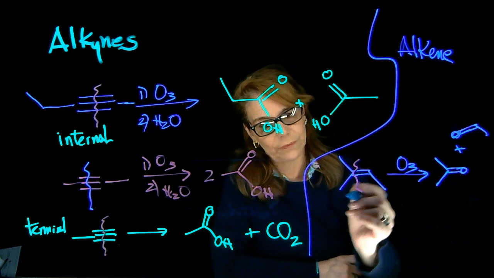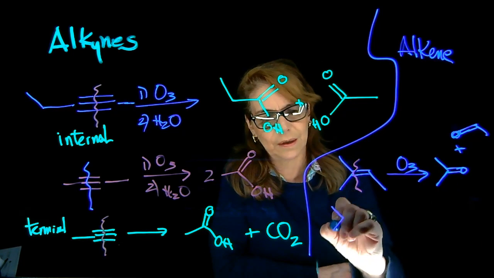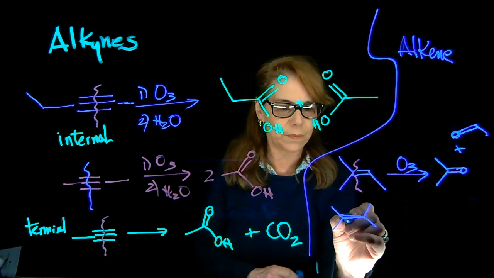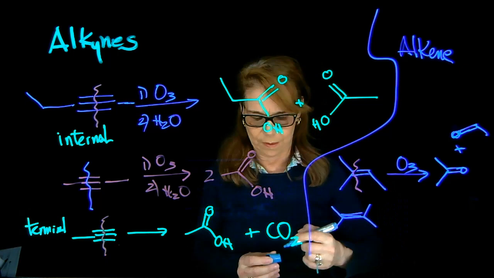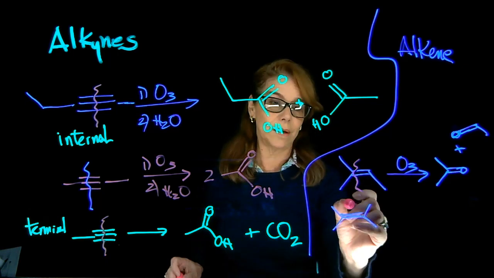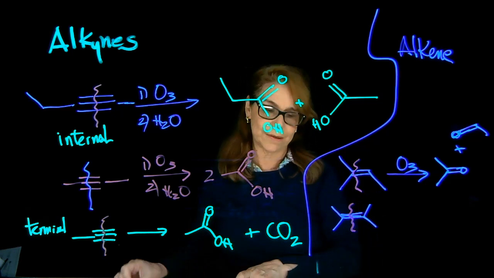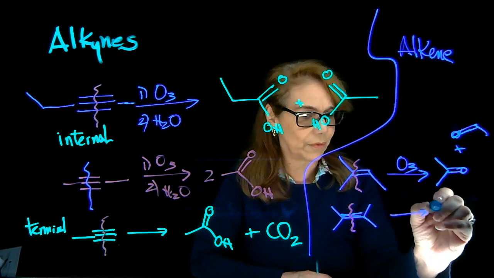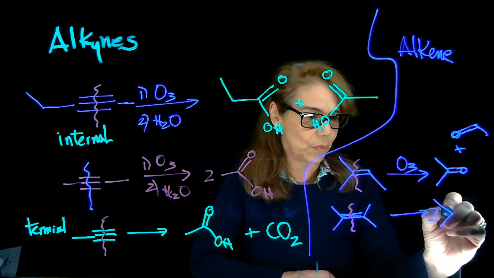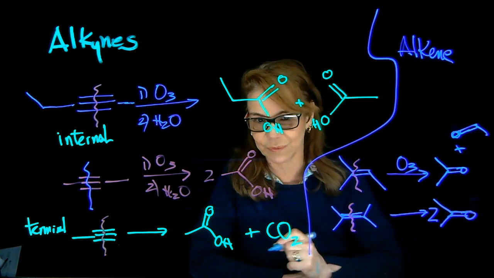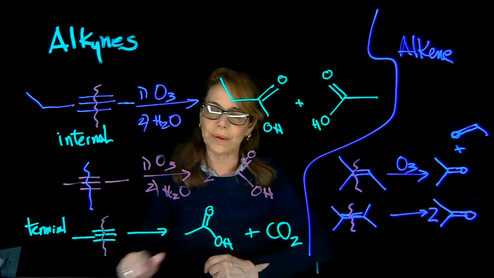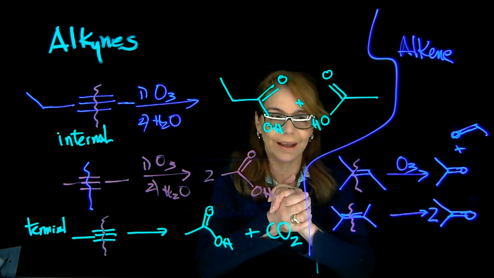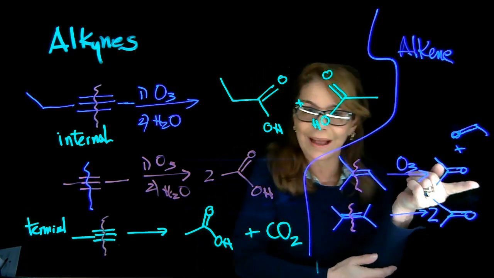And if, of course, this was symmetrical, then you have 2 moles of the same ketone in this case. So depending on what is the nature of your substrate, here you will have 2 moles of acetone, for example. So we just need to remember that ozonolysis of alkynes produces, in general, carboxylic acids. And of alkenes, you get aldehydes and ketones.